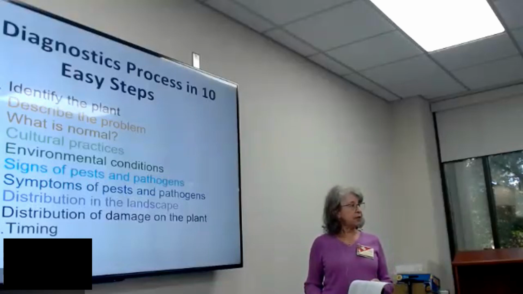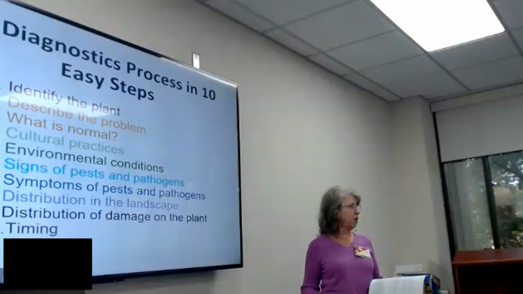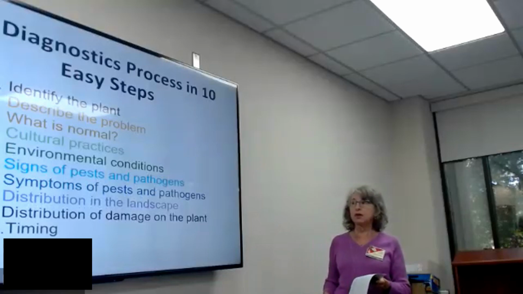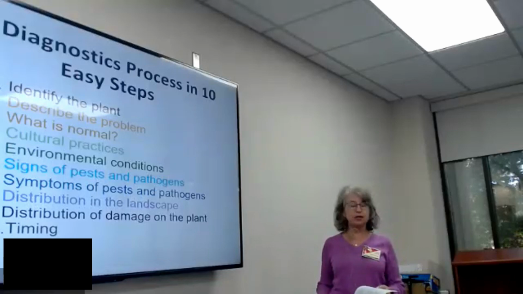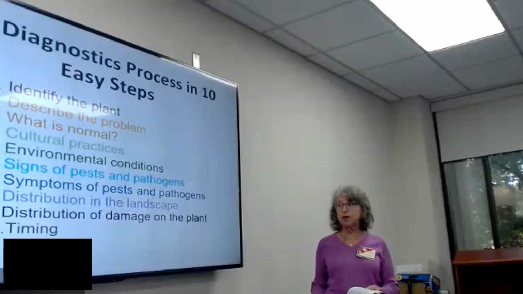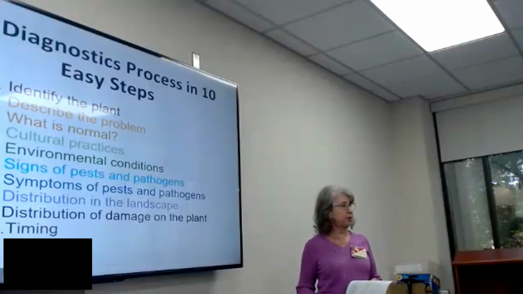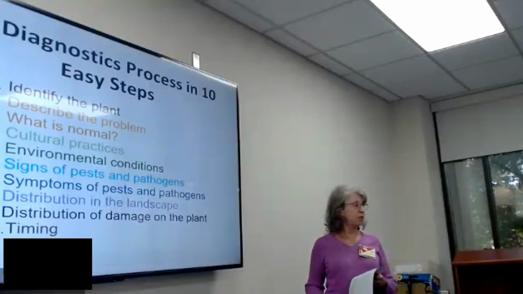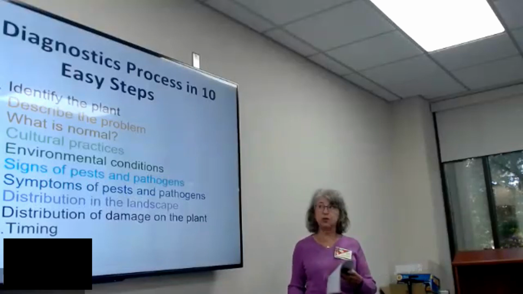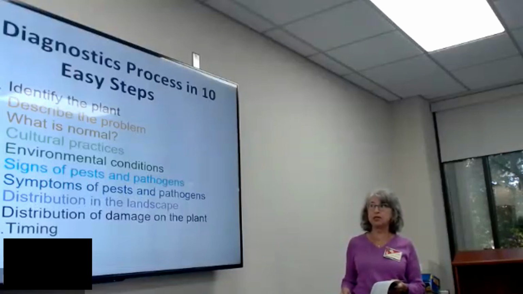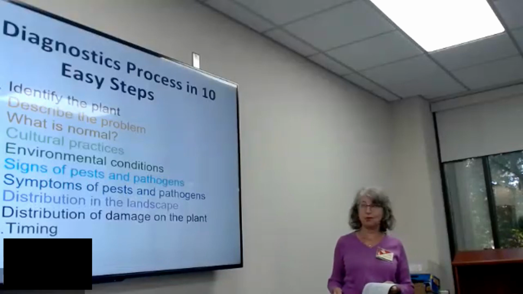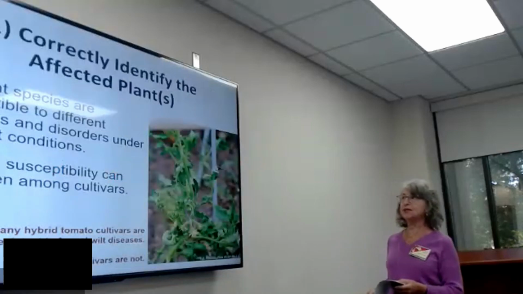You'll look for signs of pests and pathogens. I'm sure you've all gone over signs and symptoms. And then you want to ask questions about distribution in the landscape, distribution of damage on the plant, and finally, what is the timing? We're going to go through each of these things in more detail. So if you didn't get them all now, you should have them in your handouts.